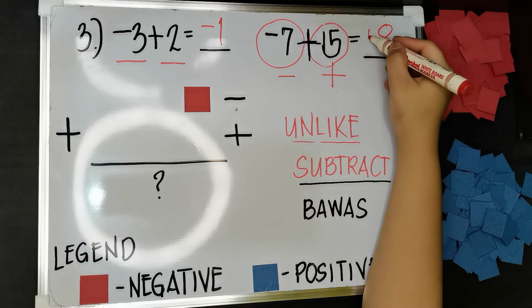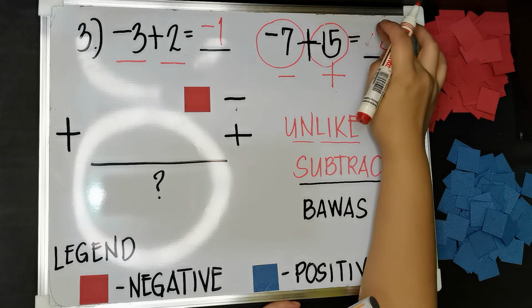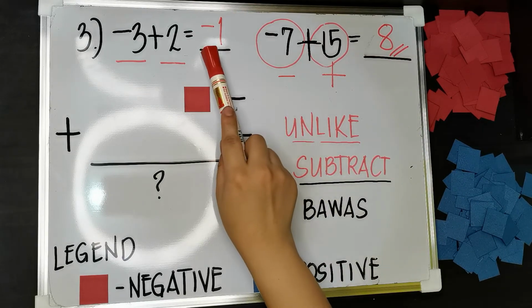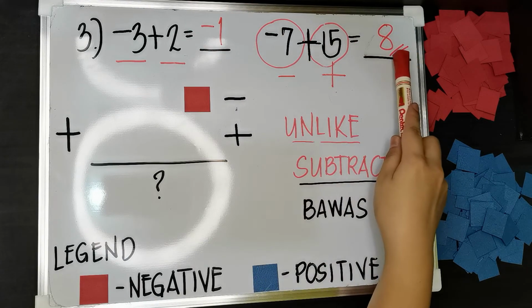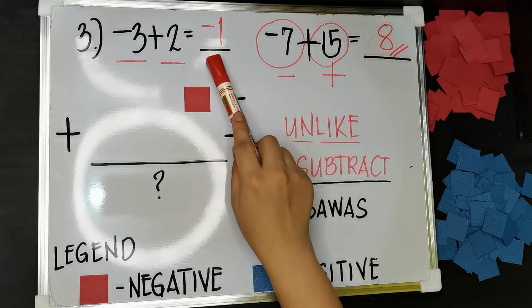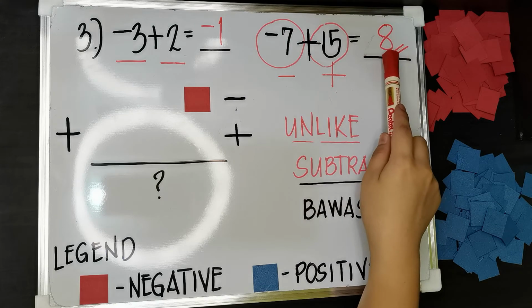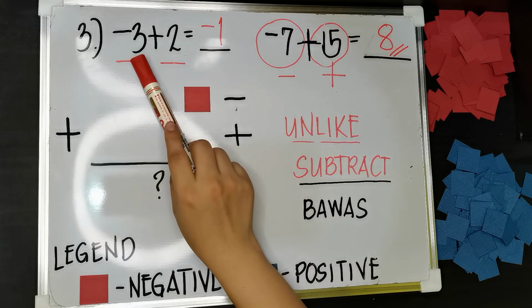Now, you may wonder, hindi na ako naglagay ng ganong sign ha. We don't need to write that. Also, makikita nyo, magkaiba sila, di ba? Dito ang sagot natin ay negative 1. Dito ay positive 8. Kasi nga, class, iba-iba. Depende yon sa kung sino ang mas mataas. Dito, nagkataon na mas mataas.